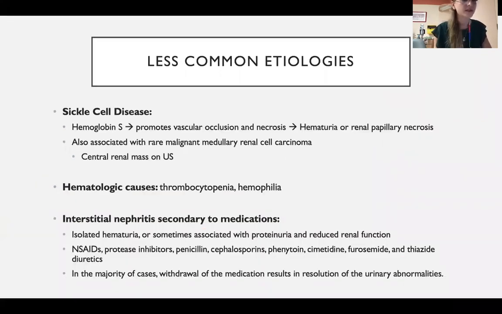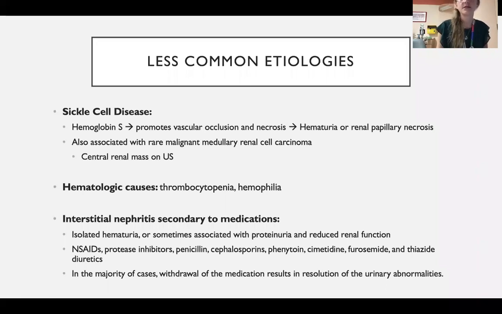Then to finish, some less common etiologies. One of them is sickle cell disease, where the hemoglobin S promotes some vascular occlusion and necrosis, and this produces hematuria or renal papillary necrosis. Also, sickle cell disease is associated with a higher risk of rare malignant medullary renal cell carcinoma, and this can be identified as a central renal mass on the ultrasound.